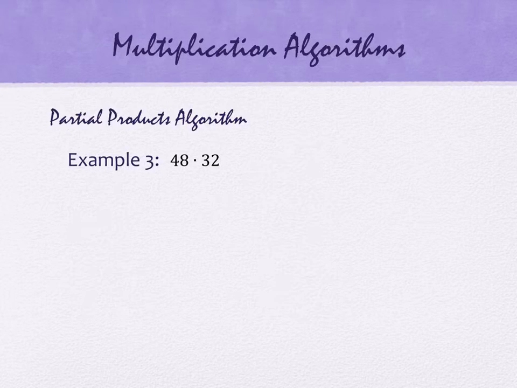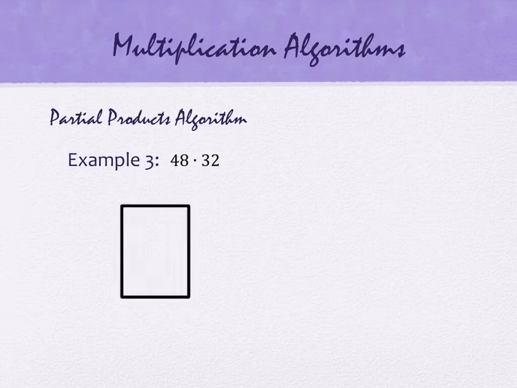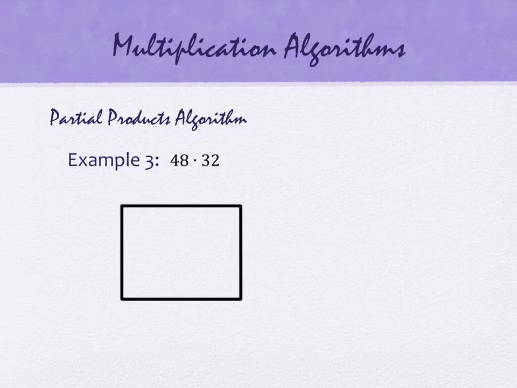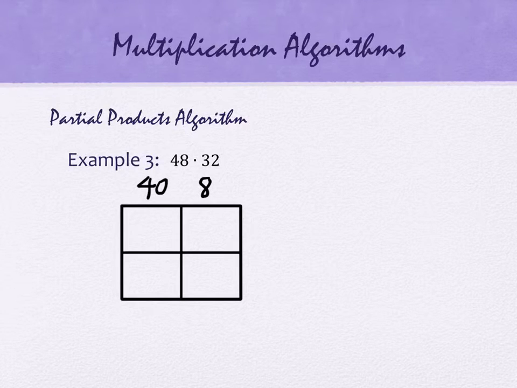All right, partial products is actually a really nice algorithm that gives a visual to the expanded algorithm you just did. And visuals are always really good for visual learners, as you can imagine. All right? So draw a box. I want you to split your box into 4s, and I'll tell you why it's 4s here in a second. You have the number 48 and 32. So 48 is 40 plus 8, and 32 is 30 plus 2.